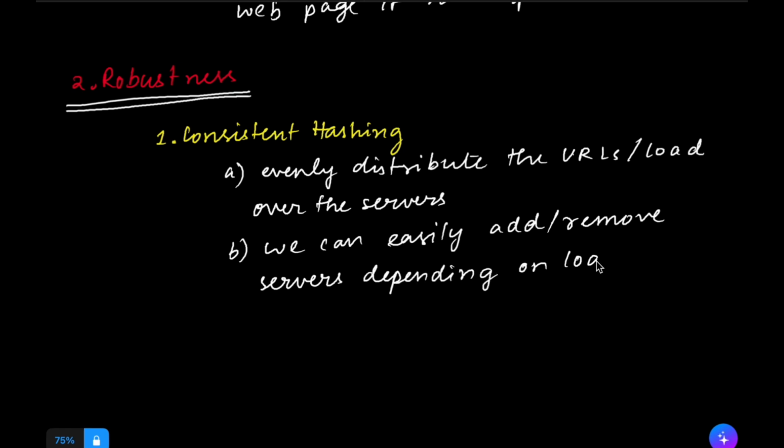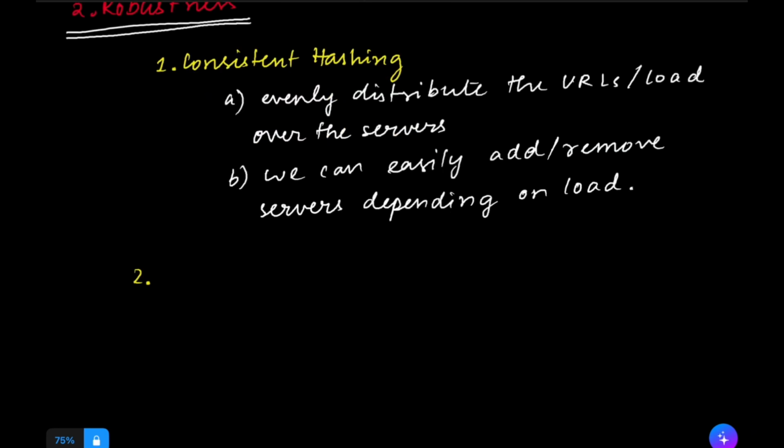You can watch my video about consistent hashing in the playlist Design a Key Value Store to know more about how it actually works. So it has two benefits. One is it helps to evenly distribute the load among the servers, and we can also easily add or remove servers depending on the load.